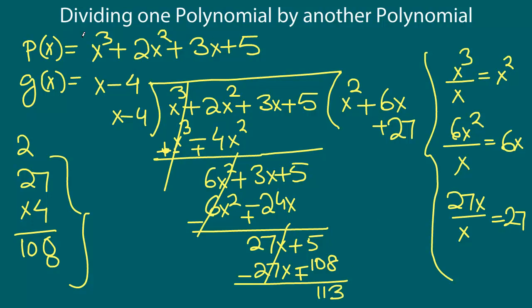Now when we divide this polynomial p(x) by g(x), our quotient is x squared plus 6x plus 27, and our remainder is 113. Let's take a look at maybe one final example.